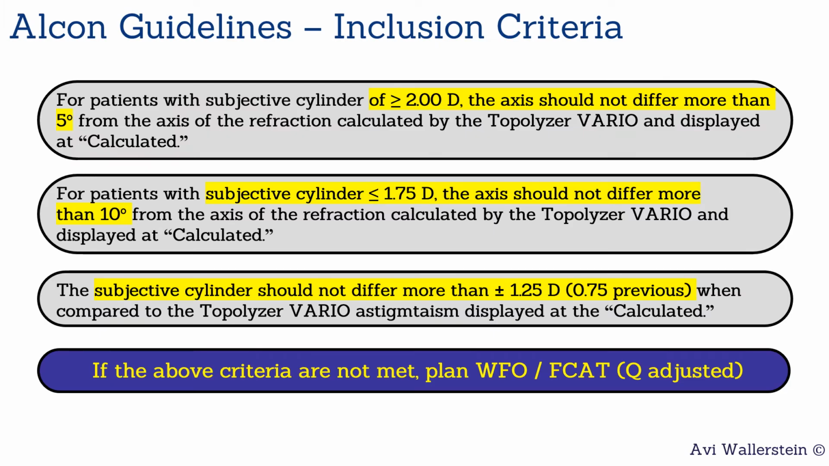Alcon exclusion criteria for treatment say that greater than 2 diopters, the axis should not differ more than 5 degrees from topo axis. For subjective cylinder less than 1.75 diopters, the axis should not differ more than 10 degrees, and the subjective cylinder should not differ more than 1.25 diopters in magnitude, previously 0.75 diopters, when compared to topo. If the above criteria are not met, then you plan away for an optimized or Q-value adjusted treatment.